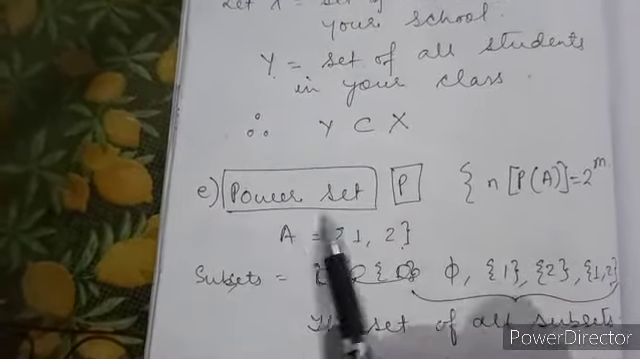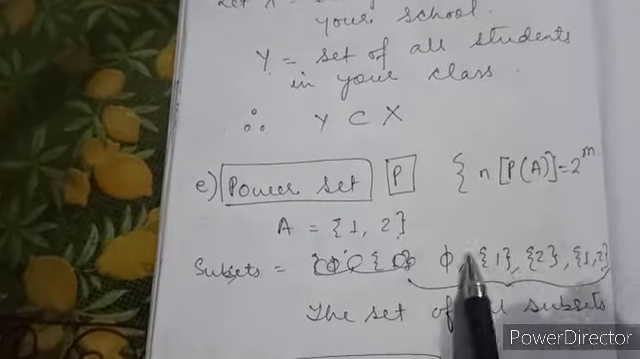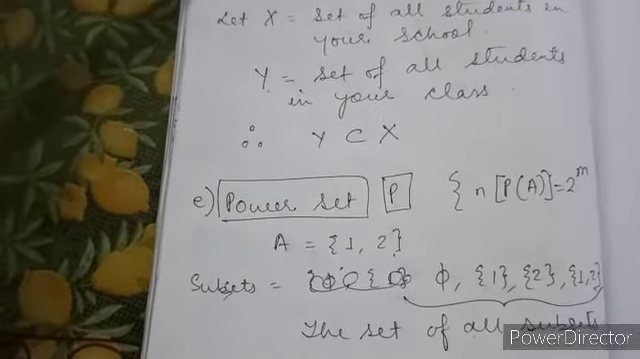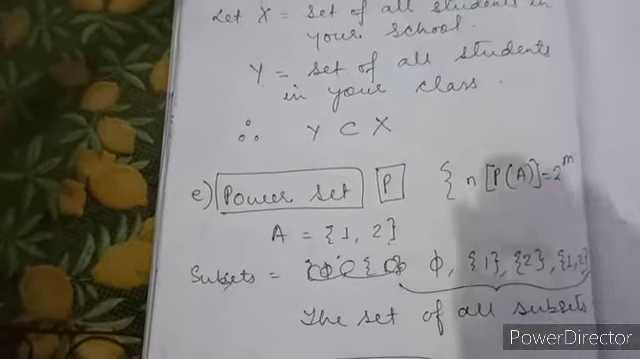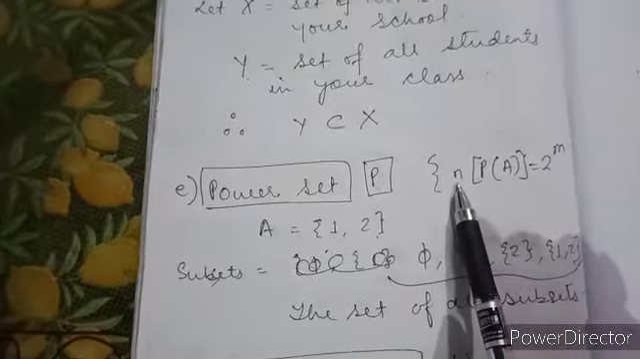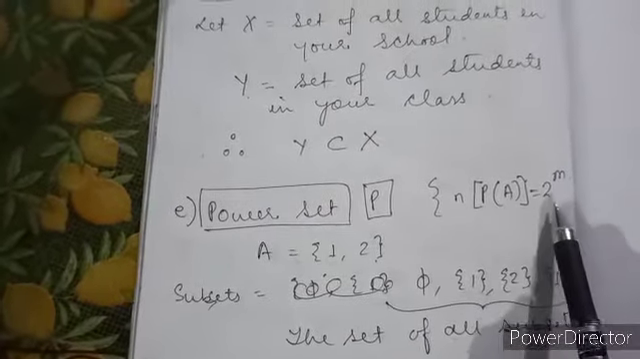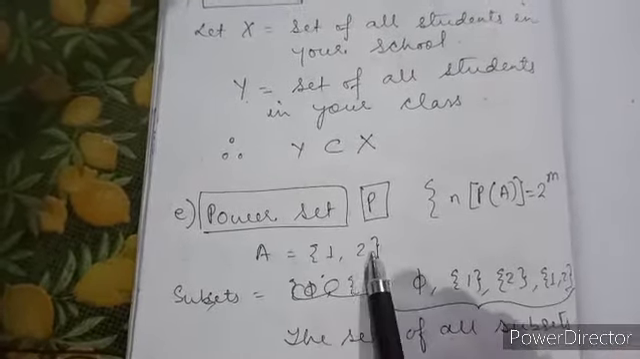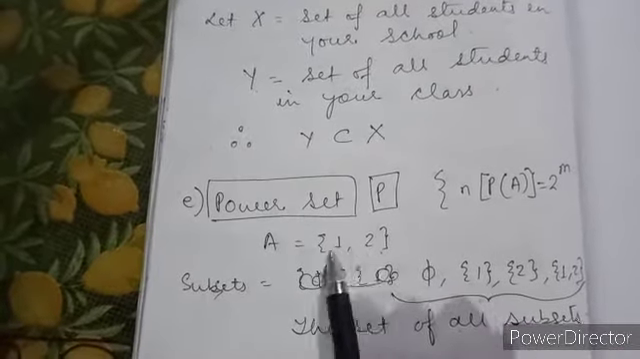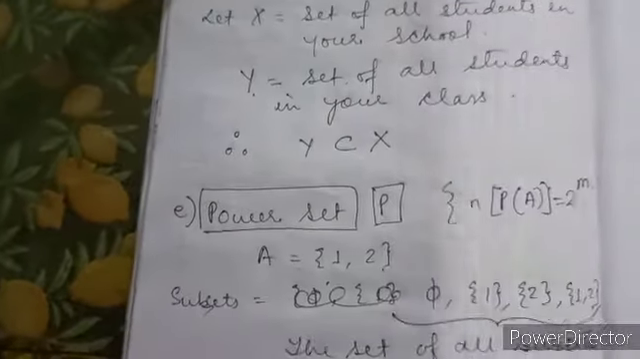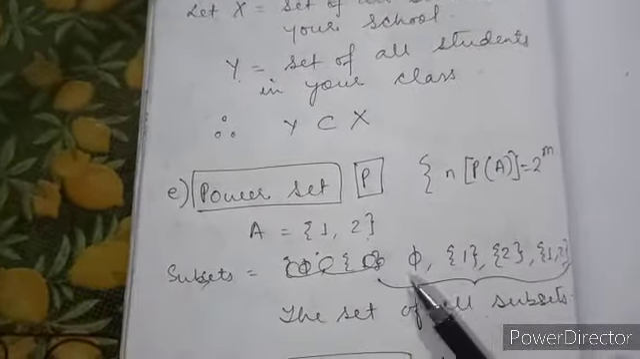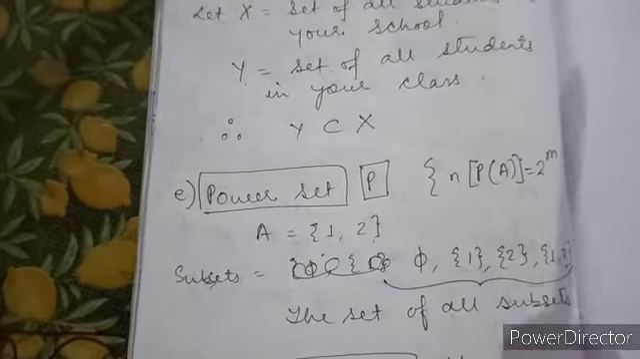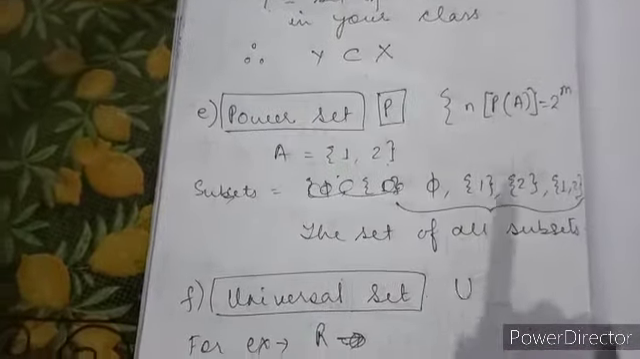So what is the definition of a power set? It is the set of all the subsets. Whenever you write all the subsets together in a group, that group is known as the power set. And there is a formula for how many subsets we can calculate: 2 to the power m, where m means the number of elements. If you see this example, how many elements are here? 2. So 2 to the power 2 will be 4. That's why there are 4 subsets here, and the power set has 4 elements. So this is the formula.